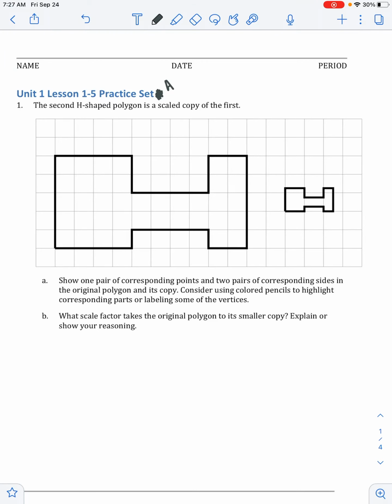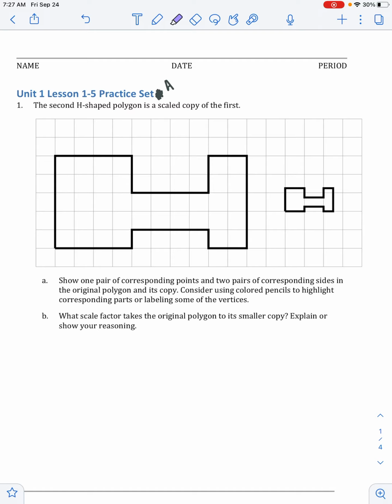So in today's main classwork folder, you have an assignment called Unit 1, Lesson 1 to 5, Practice Set A. That is your independent practice for today, and it's what we spent a bunch of class time working on. So go ahead and make sure you open up that ClassKick document and unpause the video once it's open so that you can follow along.